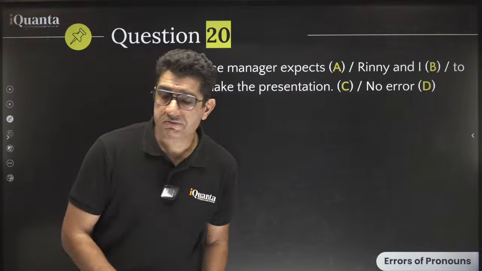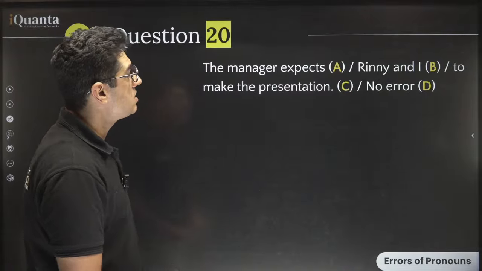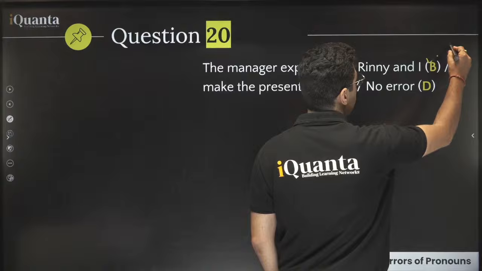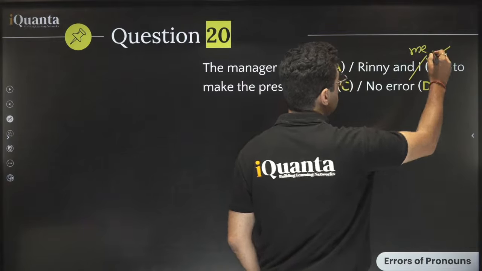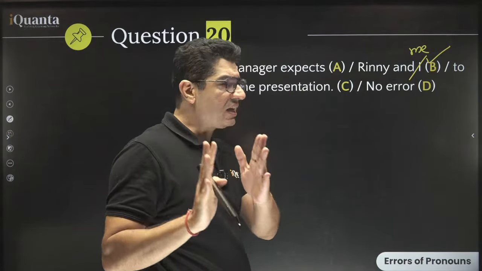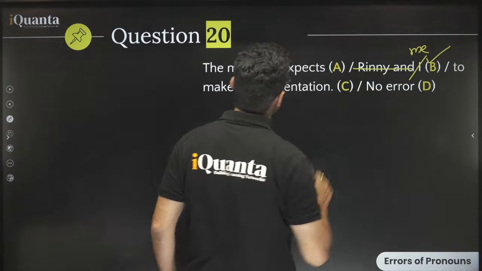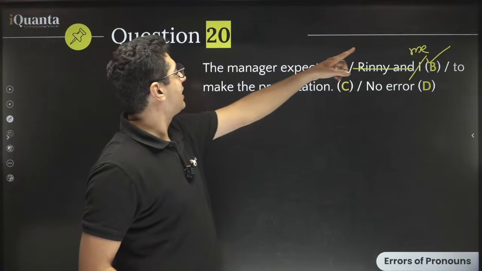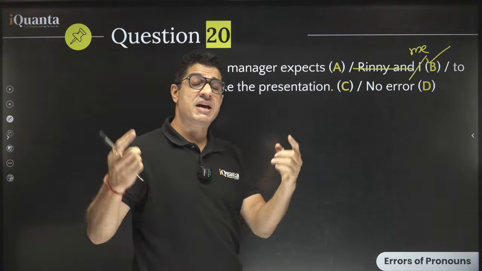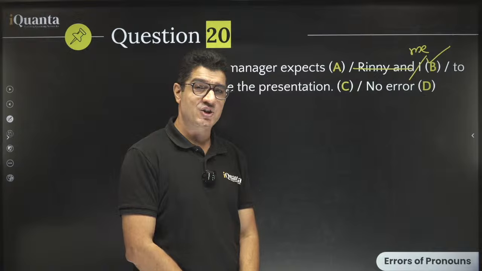Okay, loads of answers streaming in. This should be B instead of I. We should have me. For a very brief while, think. What if I remove Rini and? Now what would you write? The manager expects I to make the presentation. The manager expects me to make the presentation.